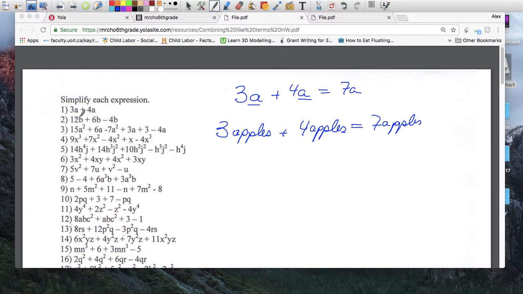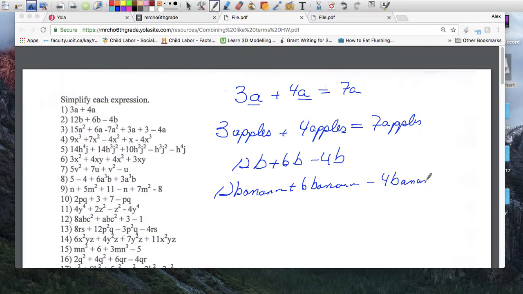Okay, so 12b plus 6b minus 4b. Let's just use the obvious b for banana maybe. 12 bananas plus 6 bananas minus 4 bananas. And since they're all the same, we're talking about the same fruit here, I can subtract or add one with each other. So 12 bananas plus 6 bananas would give me 18 bananas. And minus 4 bananas here, after I add those two, 18 minus 4 gives me 14b.